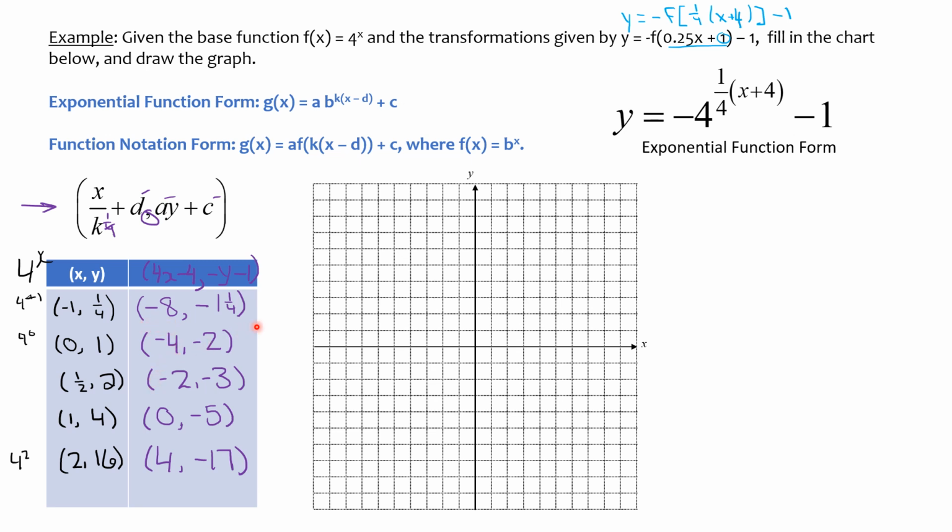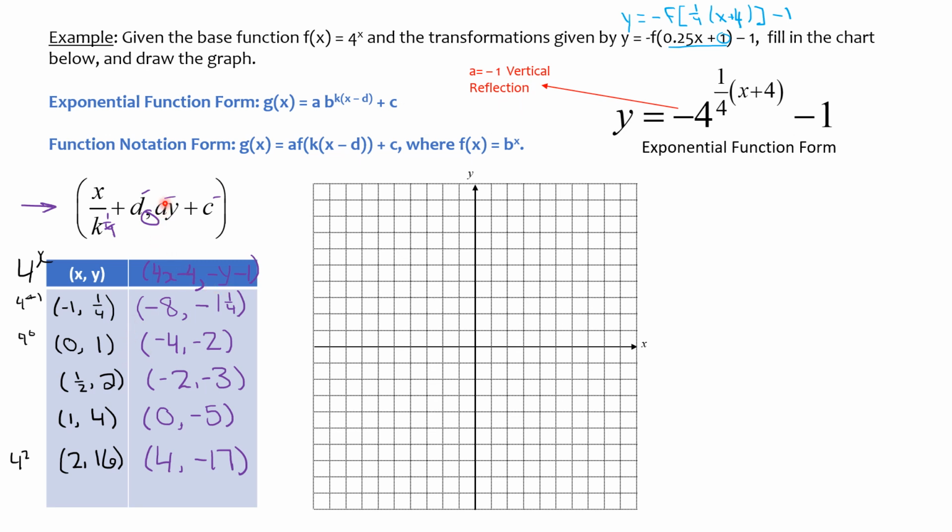Maybe before we graph it, let me just go over these again to make sure we all understand what's happening with each of the transformations. Let's first talk about this negative here. We're going to go through the transformations one by one. This negative gives us an a value of negative 1. That's the vertical reflection. That's where that negative went.